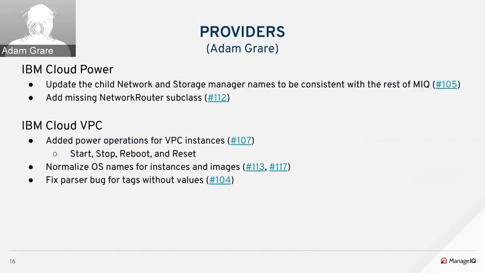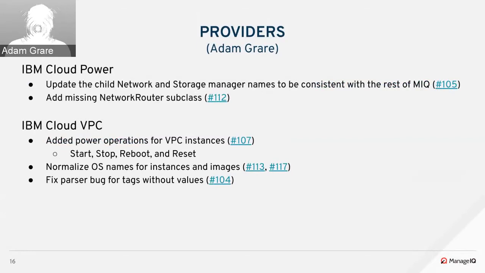And on the IBM Cloud side for Power, they updated the names of the network and storage managers to be consistent with the rest of ManageIQ. The name is built off of the parent Cloud Manager, and we have a consistent way of naming all of those for the rest of the providers. So IBM Cloud is now using the consistent naming scheme. We also were missing a network router subclass that was causing some exceptions on the UI.